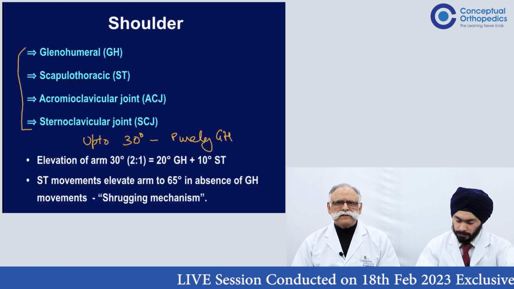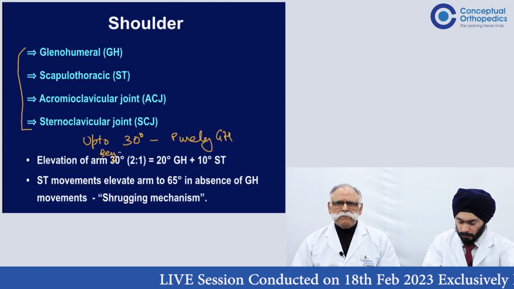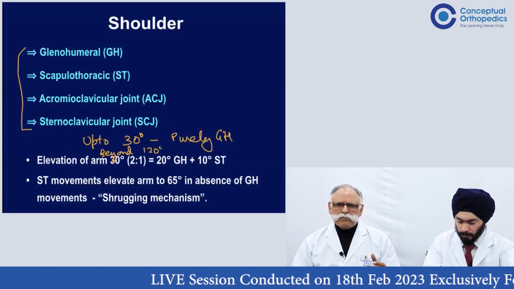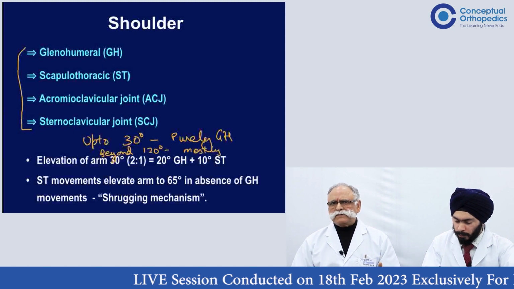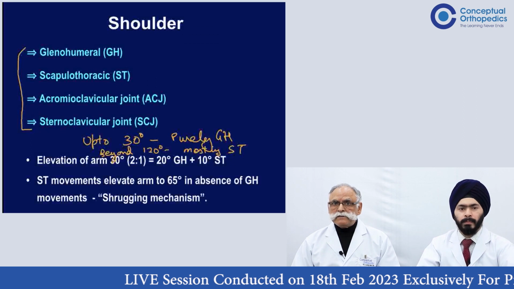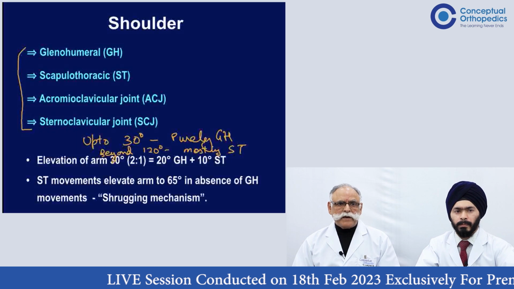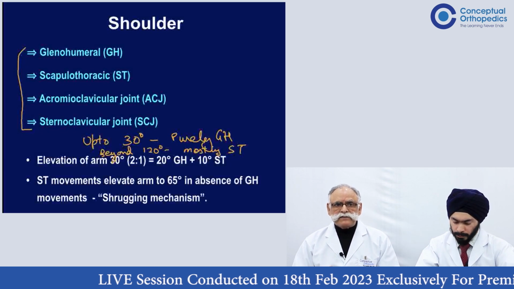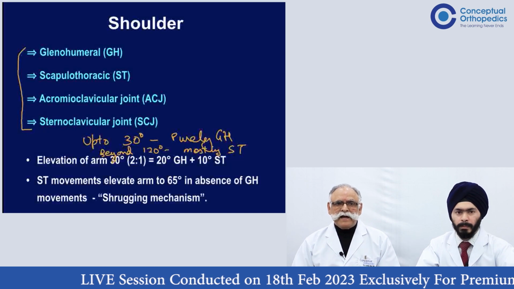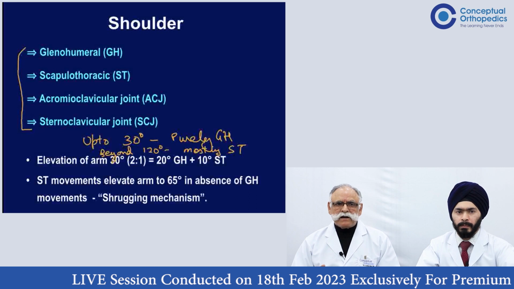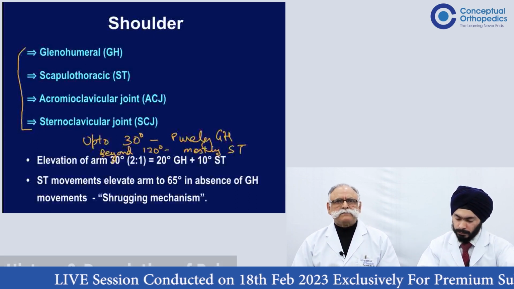Beyond 120 degrees, elevation up to 180 degrees is mostly done by the scapulothoracic movement. In the absence of glenohumeral movement, that is when the glenohumeral joint is fused, the scapulothoracic movement elevates the arm up to 60 to 65 degrees by a shrugging mechanism.